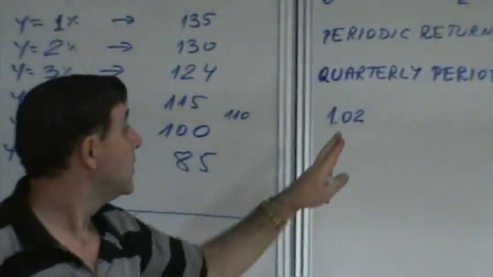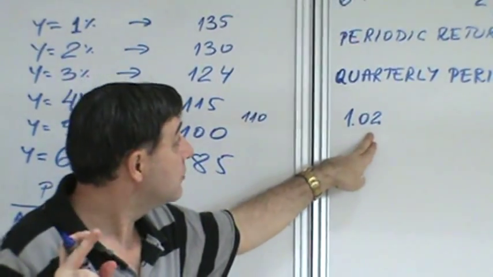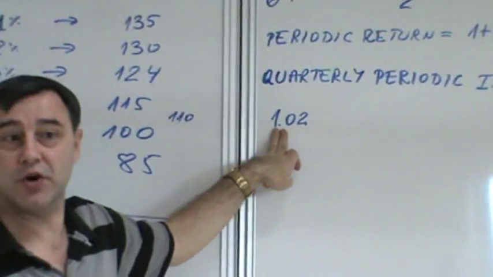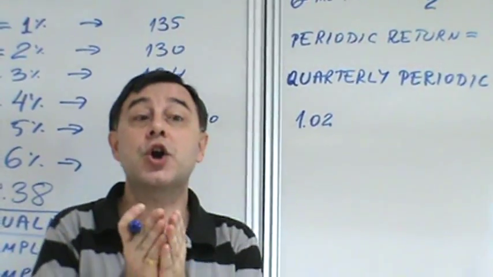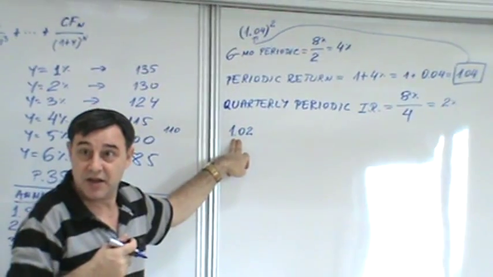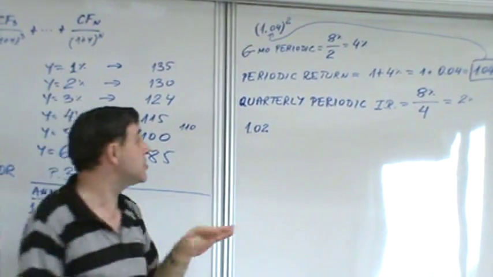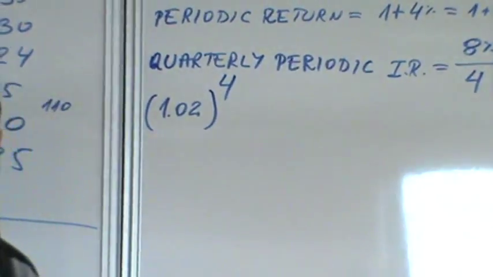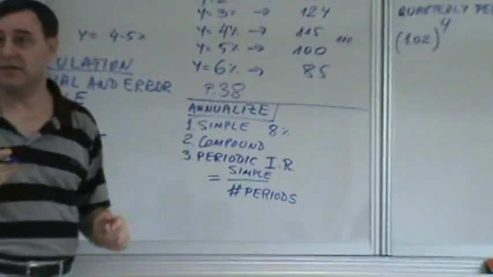And therefore the quarterly return will be 1.02. That's the quarterly return, right? This is 2%. So for 1 quarter, you're going to be getting 1.02. Now, when you compound it, meaning you annualize the quarterly, because it's for 3 months and you have 4 of them, you have to raise it to the power of 4. And that's how you get the compound.